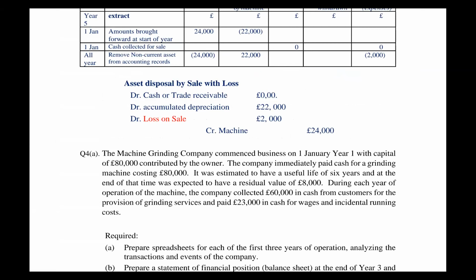Now, during each year of operation of the machine, the company collected the 60,000 in cash from customers. I repeat, during each year. Each year, that's the keyword. And he paid 23,000 of cash, each year.